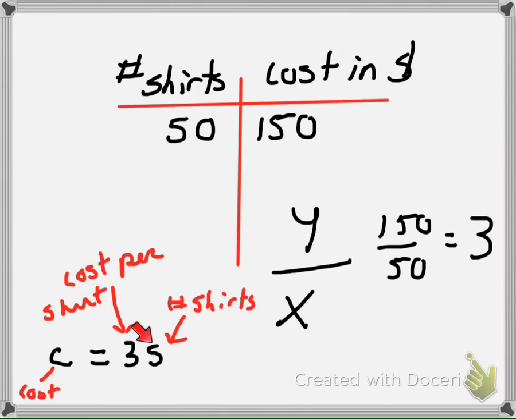And I want you to label what things represent. So it shouldn't be y equals. If you wrote that, I'd like you to change it, because it's important to use variables that represent the situation that you have in the problem. So C is the cost, and 3 is the cost per one shirt, and S is the number of shirts. B.